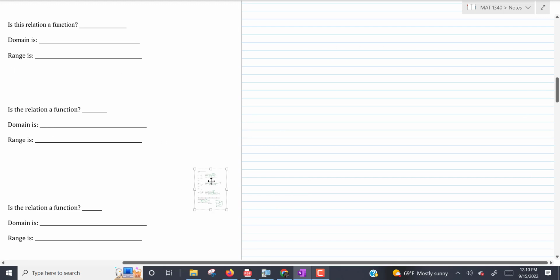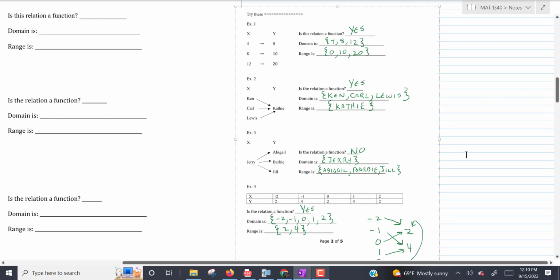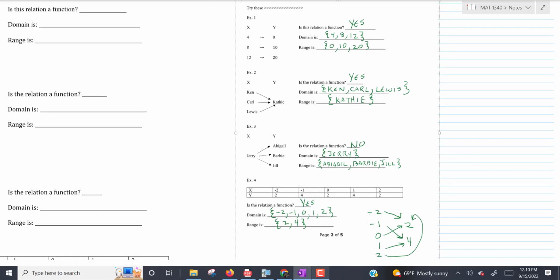It looks like most all of us are done. I'm going to go ahead and put the answers up here, and then you can check and see if you got these right. Number one was a function. Your domain was 4, 8, 12. Your range was 0, 10, 20. I think everybody had that. I didn't see anybody get the first three wrong.